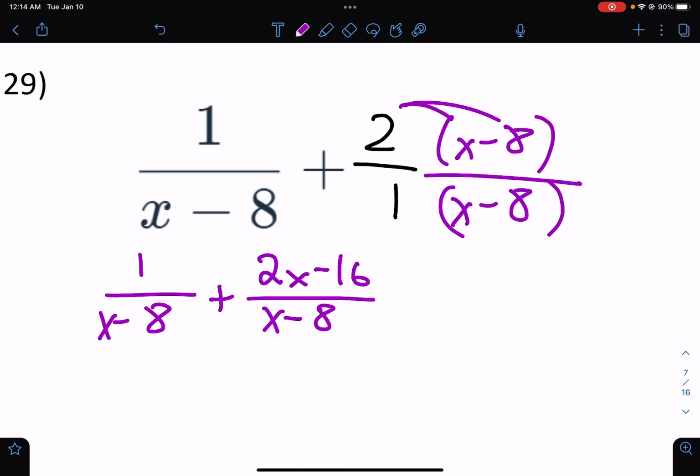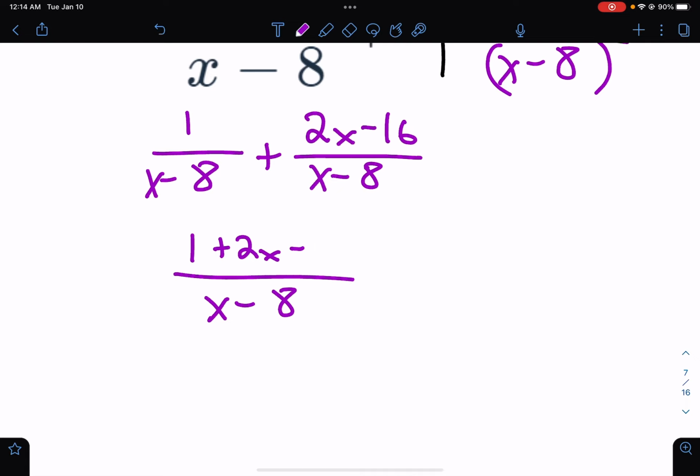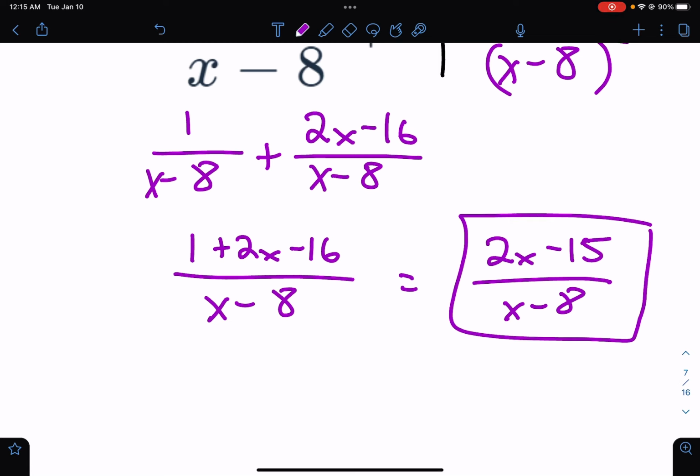All right. So now we've got our common denominator, which is x minus 8. And then on top, we've got 1 plus 2x minus 16, which when I combine the like terms on the top, I get 2x minus 15. And that's my answer there. Not too terrible.